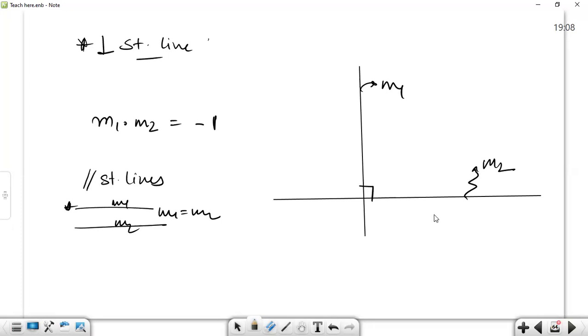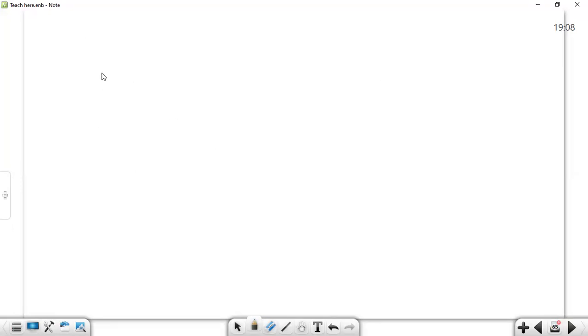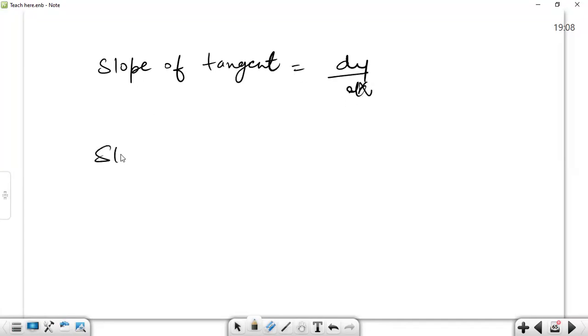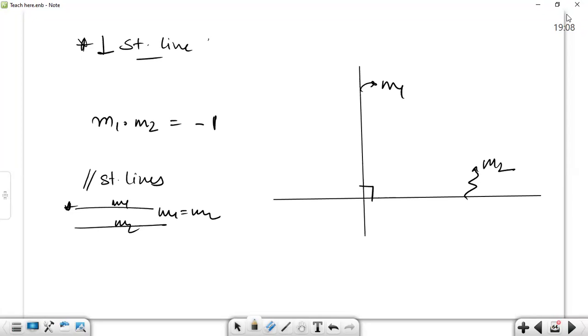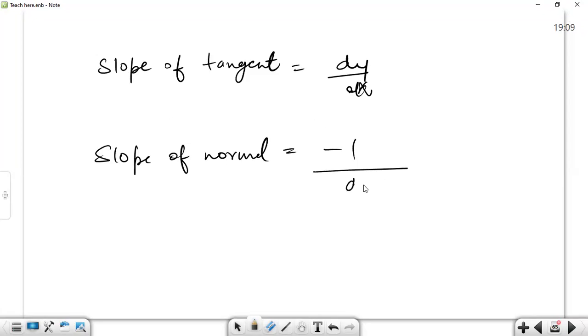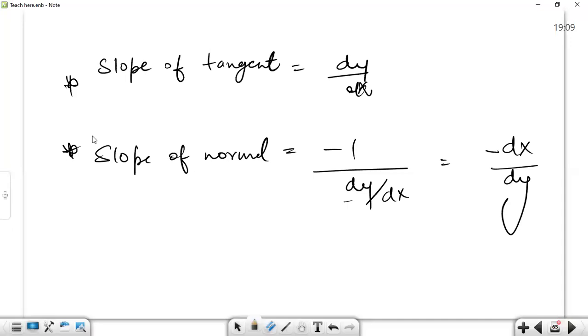So as we were discussing, the slope of tangent was dy by dx. So the slope of normal would be, we can understand it from here, -1 by the slope of tangent, so -1 by dy by dx. Simplifying it, we can write it like this. These are two important things. You can remember these. So this is about the recap.